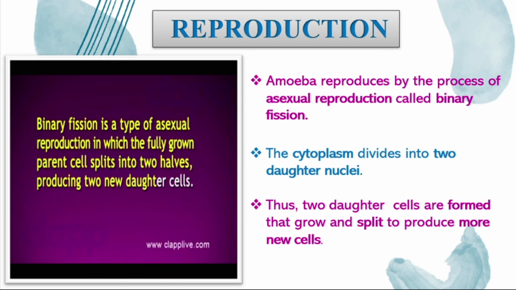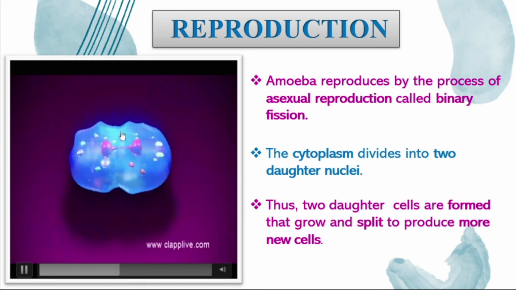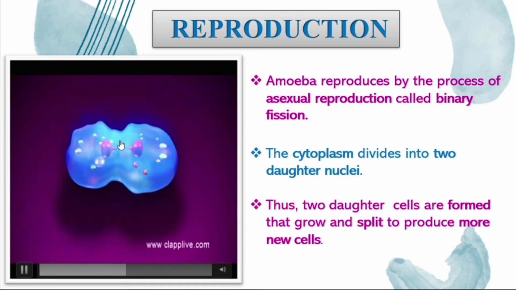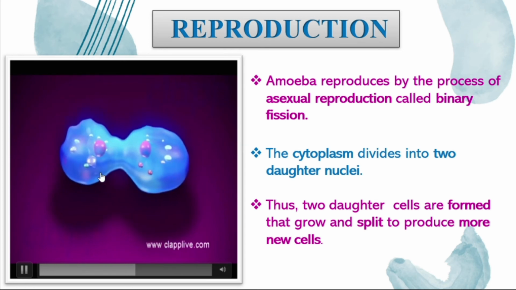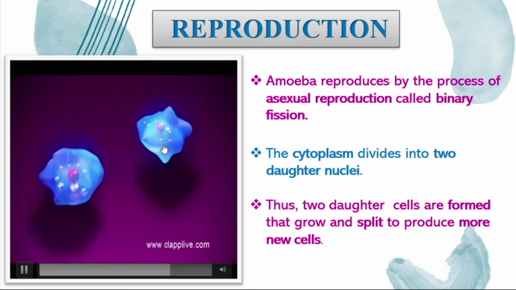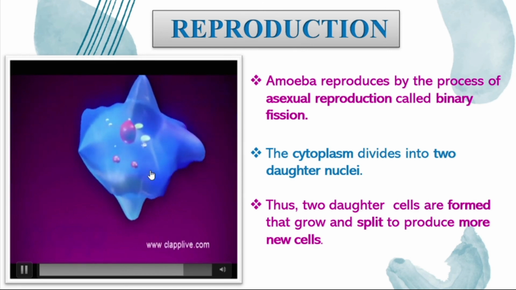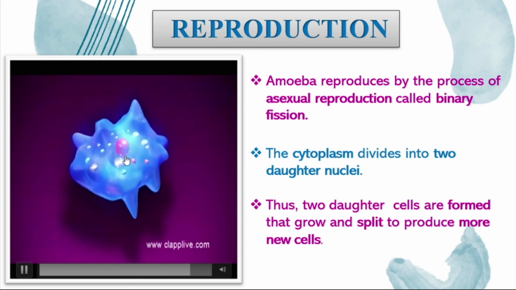When it is fully grown, the parent cell splits into two halves producing two new daughter cells. The central part, the nucleus, splits into two nuclei, and the cytoplasm is divided and separated from the parent cell into one and two. Again, once fully grown and matured, the parent cell goes for cell division again.